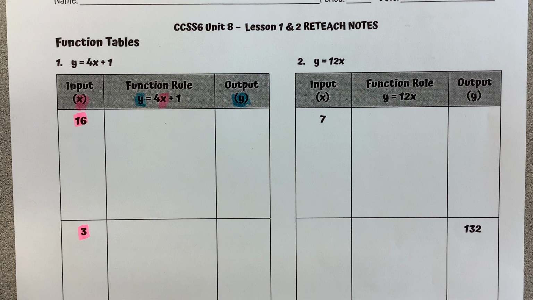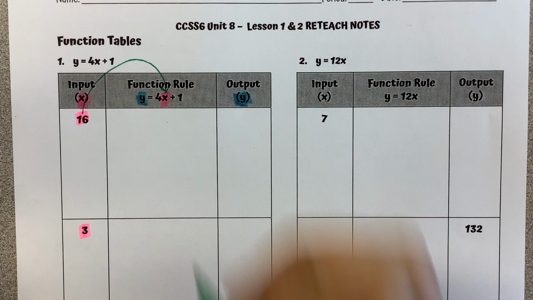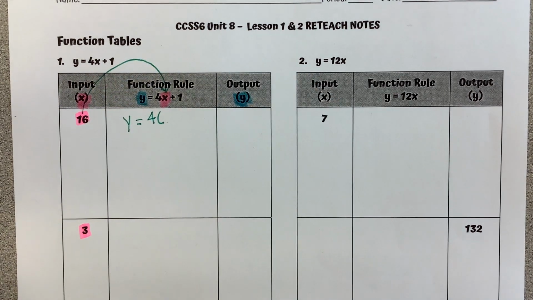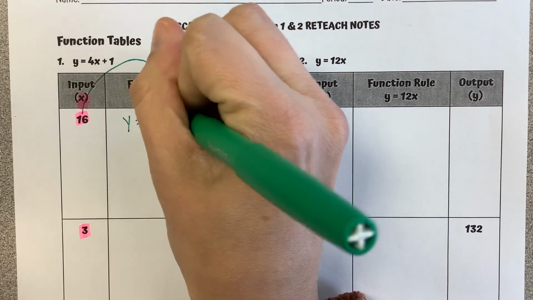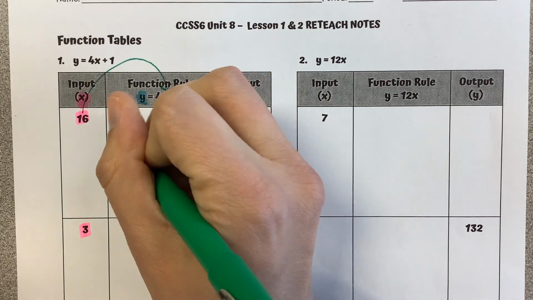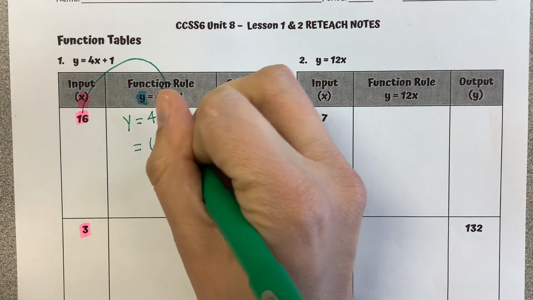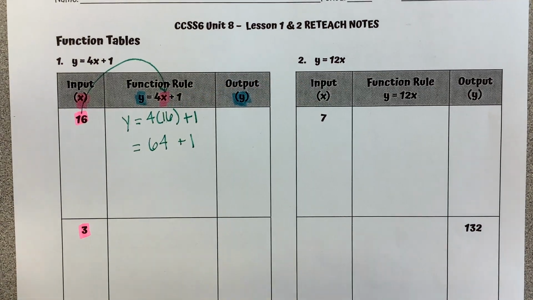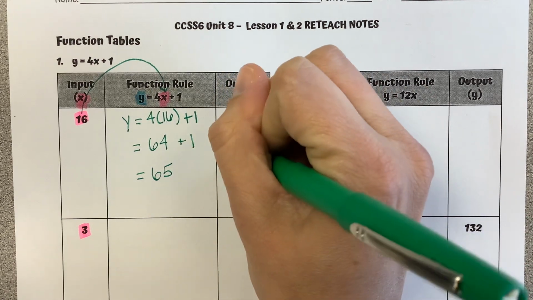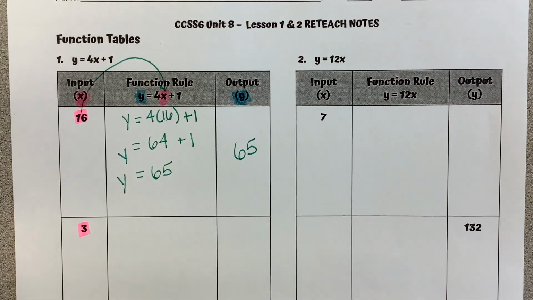So for this first one, 16, we are plugging that in where x is, okay? So y is equal to 4 times an x value of 16 plus 1. 4 times 16, I plug that into the calculator, I get 64. Bring down the plus 1. So I add those together, 64 plus 1 is 65. So the y value is equal to 65.